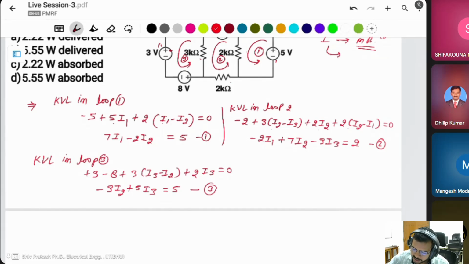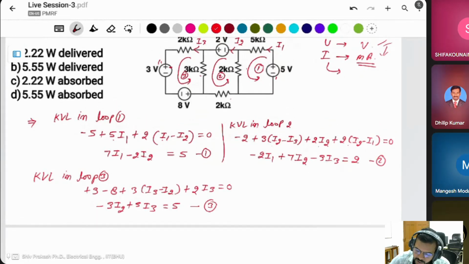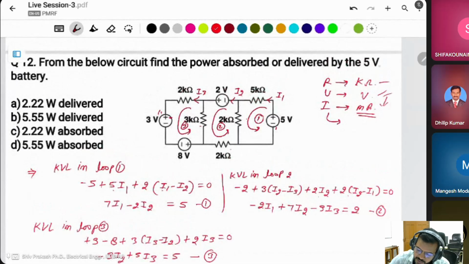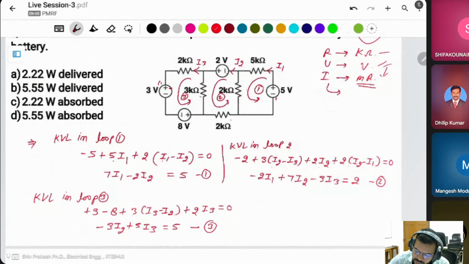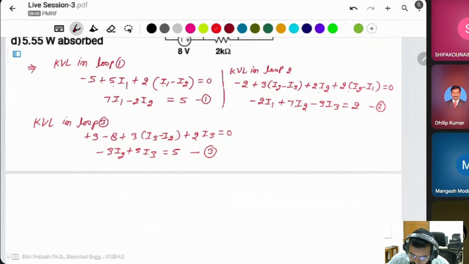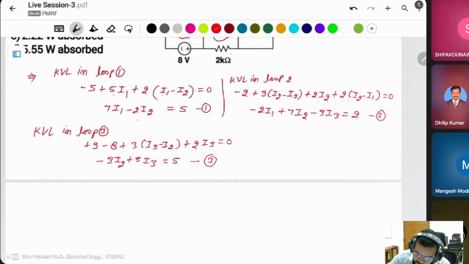In a 3 equation, 3 variable system, you can solve easily. You have to find I3 and I1, because the question asks for the power delivered or absorbed by the 5 volt battery. Then we have to find I1. From the whole equation, find I2 in terms of I1, and in the same way, find I2 in terms of I3.